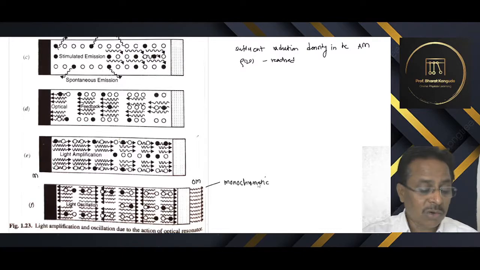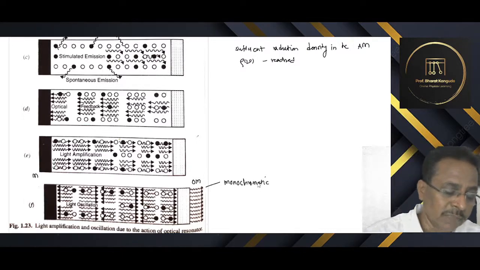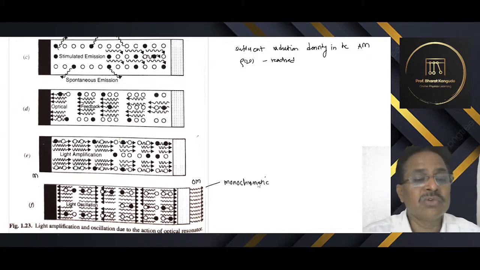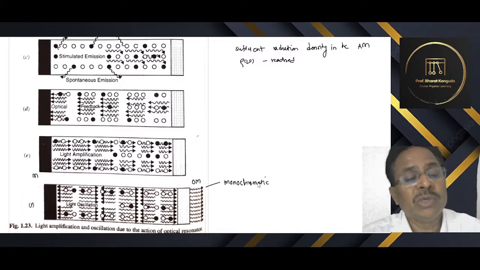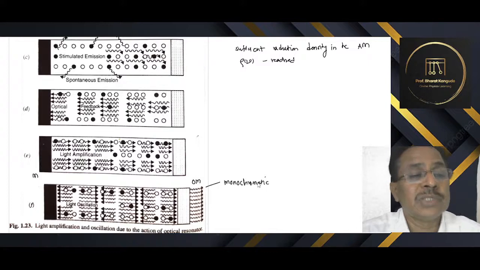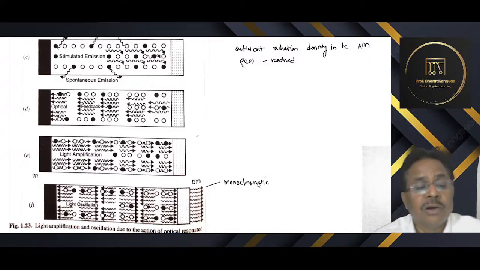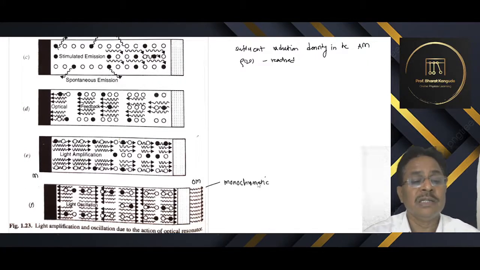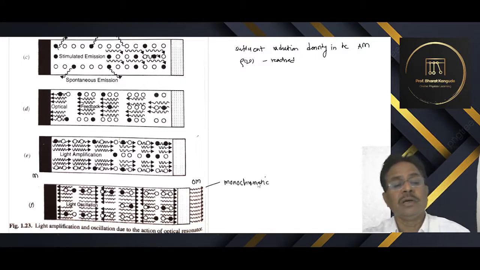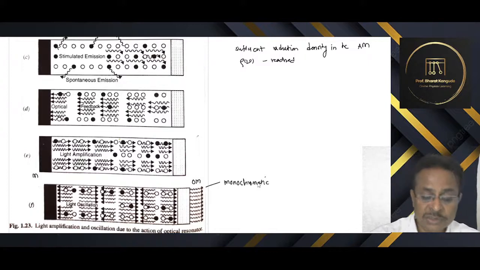A lot of information about this entire operation has been given in our book, but to understand it with the help of this diagram, we can see how stimulated emission comes, how optical feedback takes place, how light amplification occurs, and how light oscillations happen. So light oscillates between the mirrors, so see the diagram here.